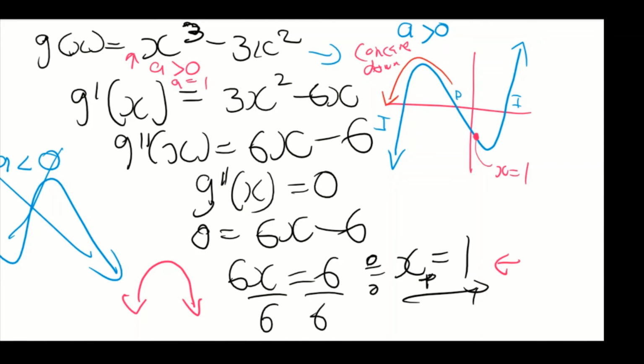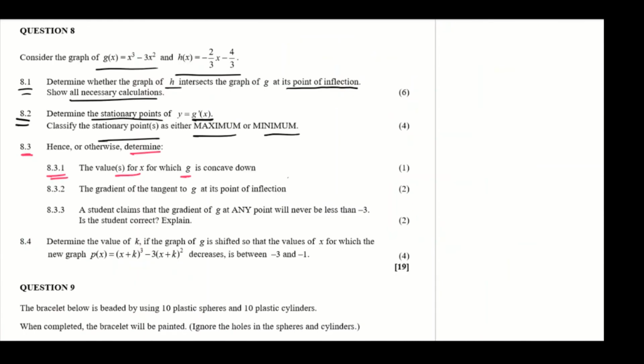It's looking downwards. So if x is equal to 1 here, to interpret the x values when the function is concave down, you're going to say when x is less than 1, the function g is concave down. So this is the solution that you're looking for, x being less than 1.